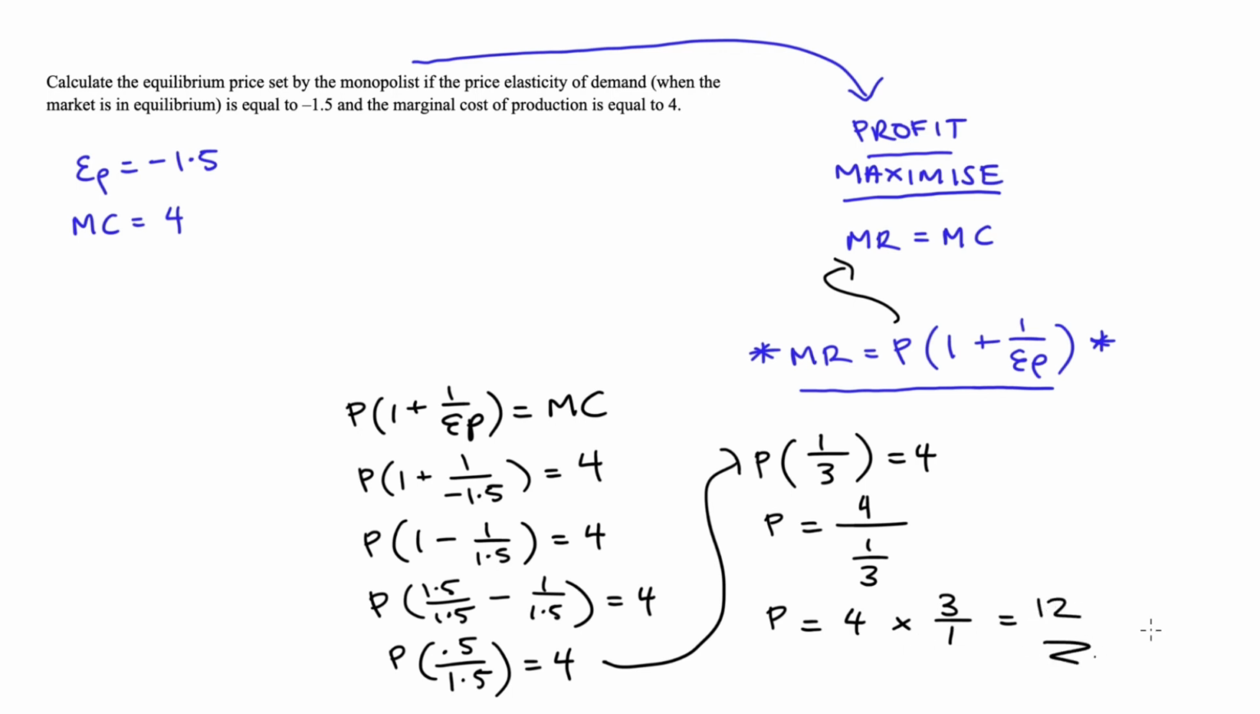And so that will be our equilibrium price given that our elasticity is negative 1.5 and the marginal cost of production is 4.